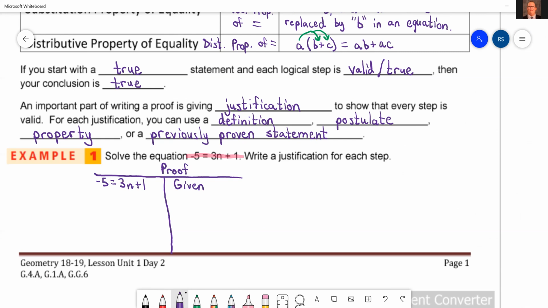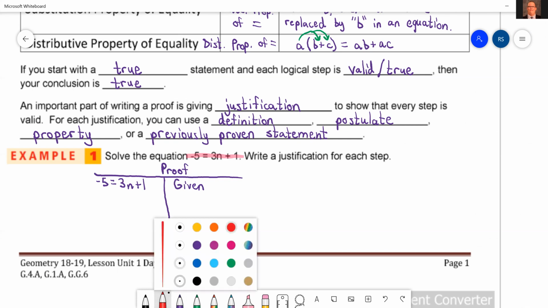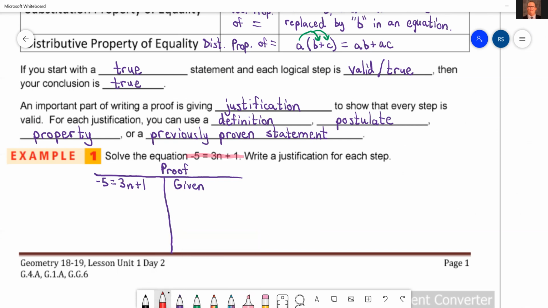Now, let's start solving. I'm going to do this in a different color. That way, when we solve it and we show our work, that's not an official part of the proof. So the next step, of course, would be to subtract 1. But that's not technically a part of the proof.